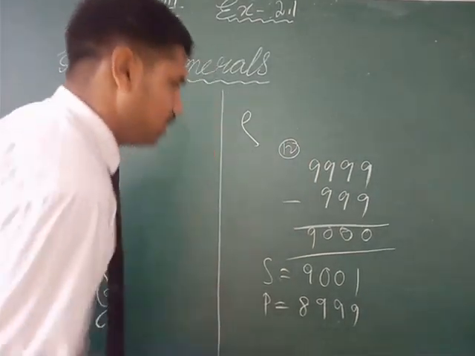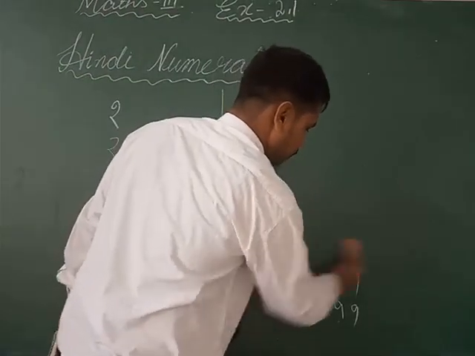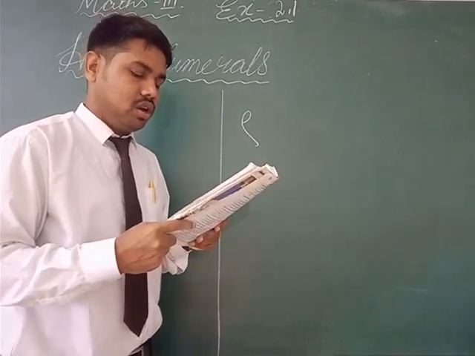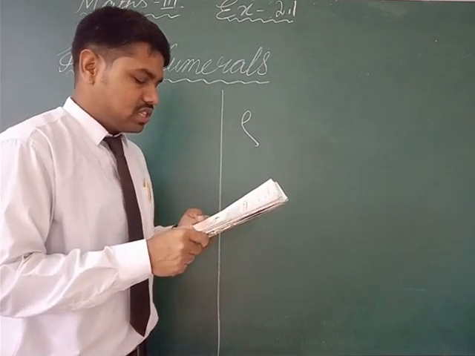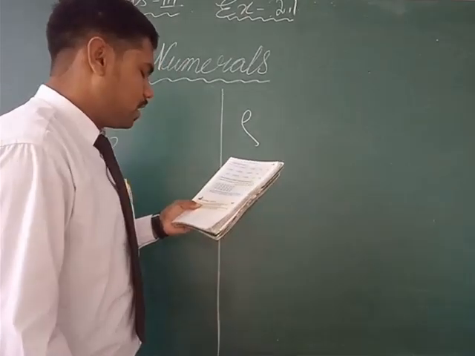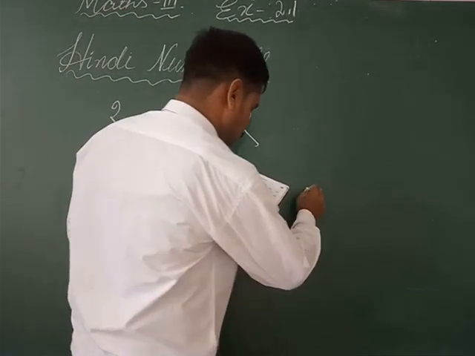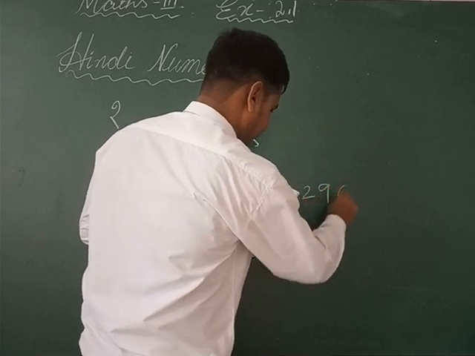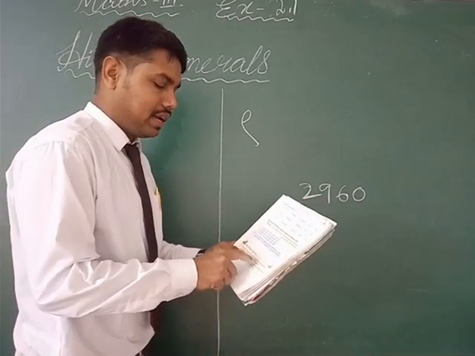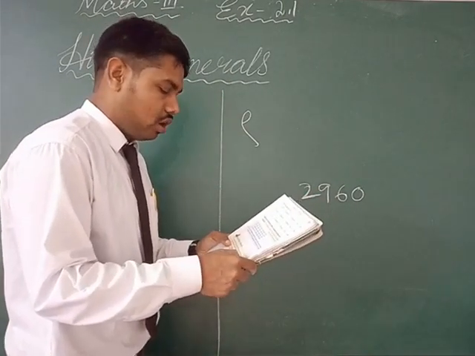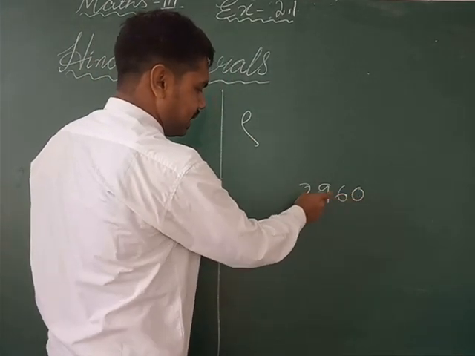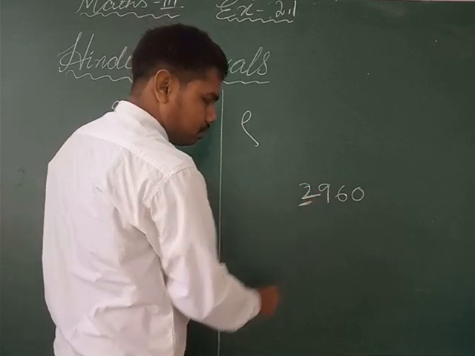Now let's discuss the value-based questions. We have two value-based questions. The first one asks: the number of boys in a school of strength 2960 is the place value of its thousands digit. The total number of students of this school is 2960. Now, the number of boys is the place value of its thousands digit, so what is the place value of the thousands digit?